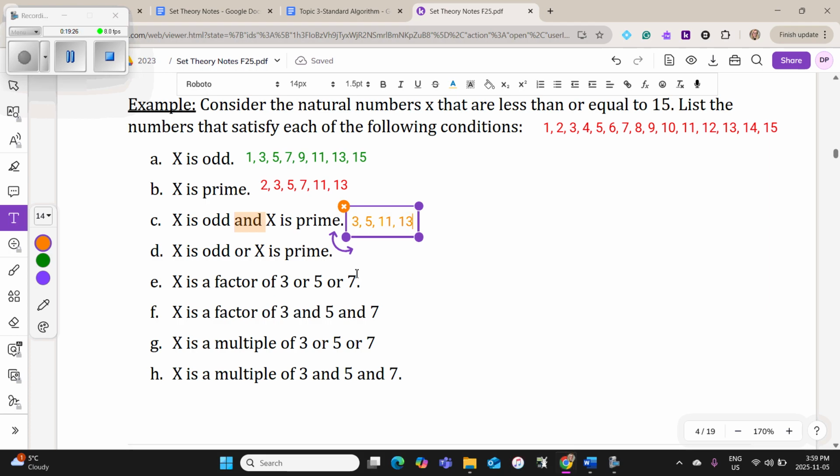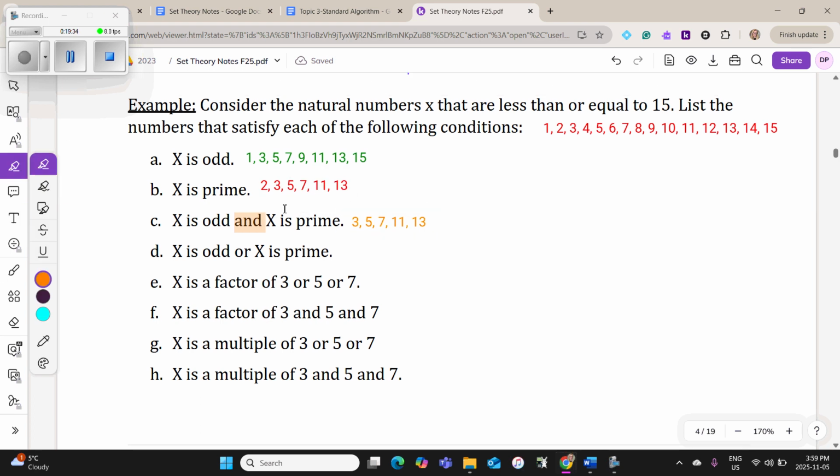I think I missed one. I think I missed 7. So just looking, and you can even use a highlighter. That's what I like to do. My highlighter function's not working the best right now though, so highlight the ones that are in both of the sets. Okay, so that is different from the word or.